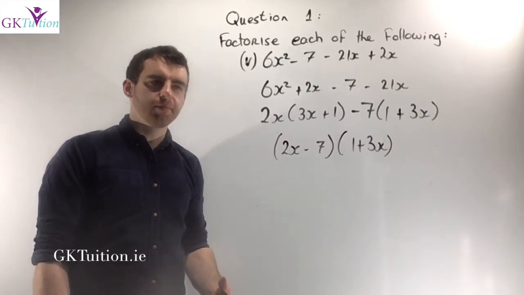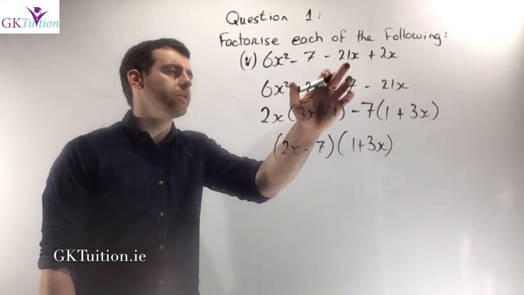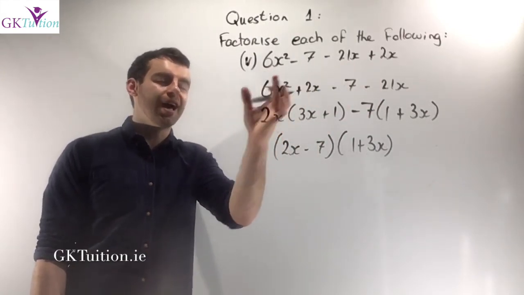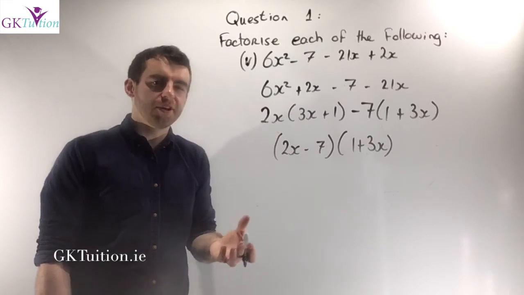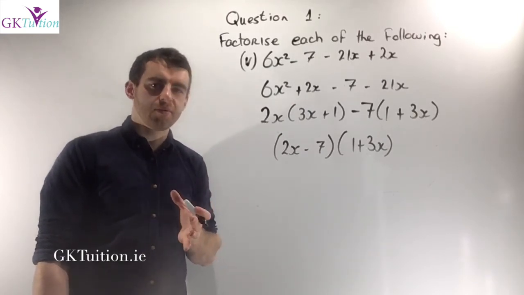Part 5 was a little bit trickier. In this case, we had 6x squared minus 7 minus 21x plus 2x. The first two terms here, the only thing they have in common is 1. But it's not very useful for me to factorise out a 1 in this scenario. So I decided to rearrange them.